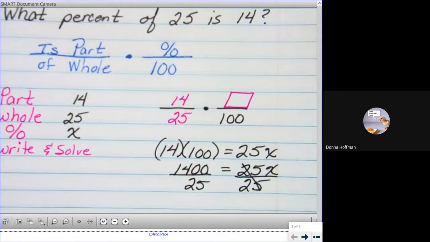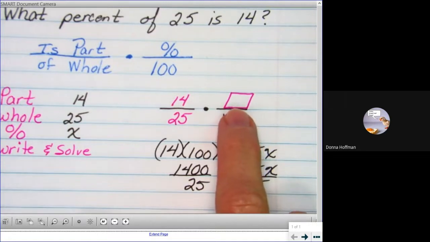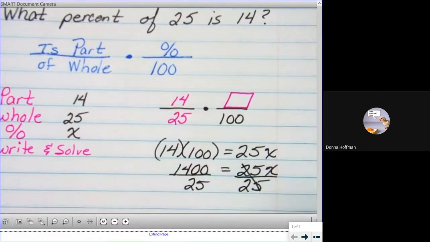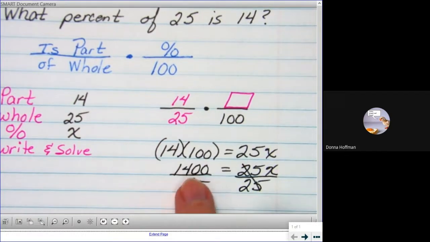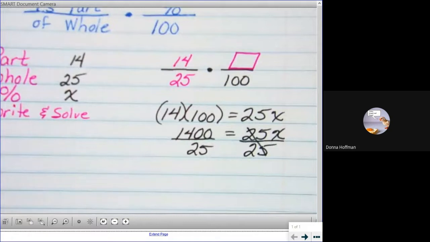Okay, so let me start back over here again. We found out that the number we're looking for is the percentage. So that's where my empty box goes. That's my X. That's my I don't know. My part is 14. My whole is 25. Set it up for cross multiplication, just like you did the other pattern. And we got to this point right here where it was 14 times 100, which is 1400 divided by 25. Did anybody finish that?